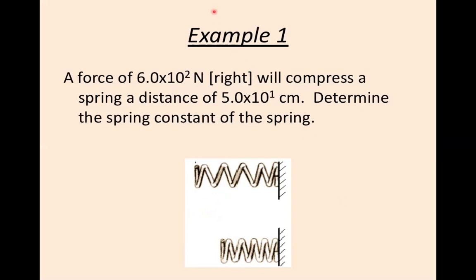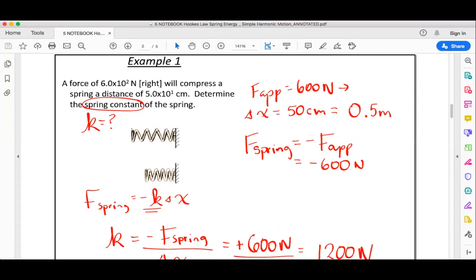So now let's try this example. A force of 600 newtons to the right will compress a spring a distance of 50 centimeters. Determine the spring constant of the spring. So we're applying a force of 600 newtons to the right. We have our delta x, which is the displacement as compared to equilibrium. Make sure we convert to SI units.